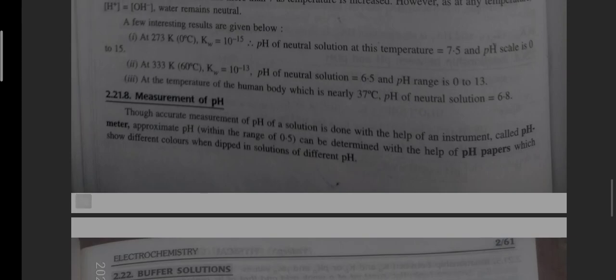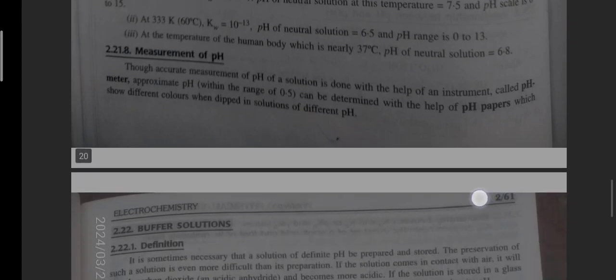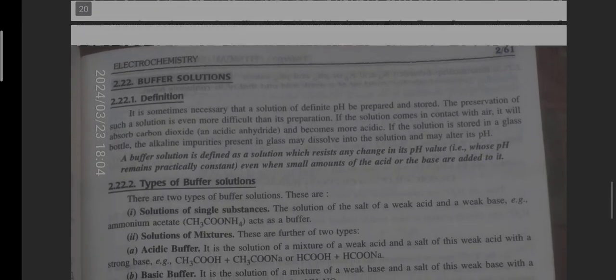So here we completed the topic of pH. Our next topic is buffer solution. Definition of buffer solution. It is sometimes necessary that a solution of definite pH be prepared and stored.